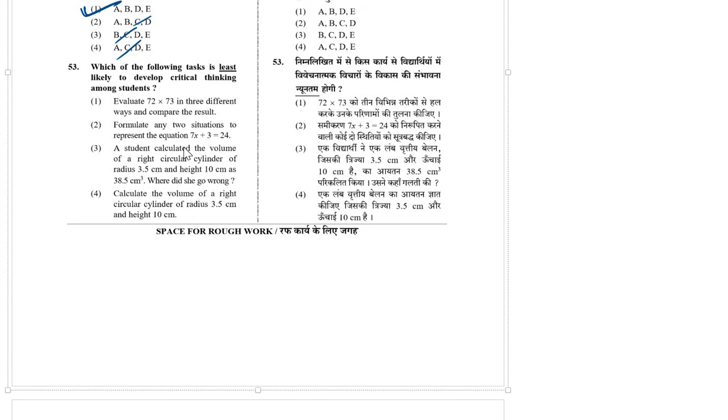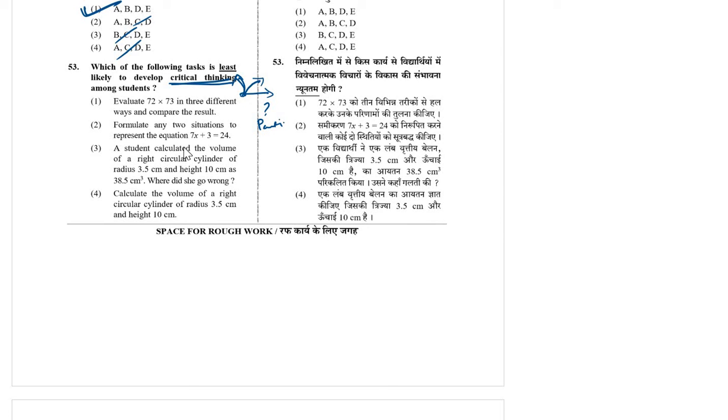Which of the following is least likely to develop critical thinking? Critical thinking means divergent thinking, not a single point. They may think on their own. They can give their ideas, use their ideas, and find the answer, not by a particular method. That is critical thinking.